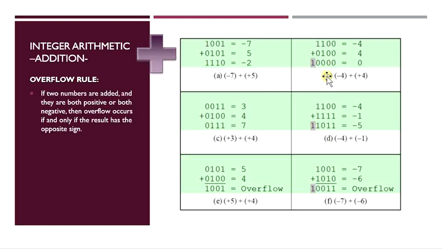This one basically shows the overflow. Another overflow rule is that if two numbers are added and they are both positive or both negative, then overflow occurs if and only if the result has the opposite sign. So in our computer, there is an overflow sign to flag that overflow happened during the arithmetic operation.